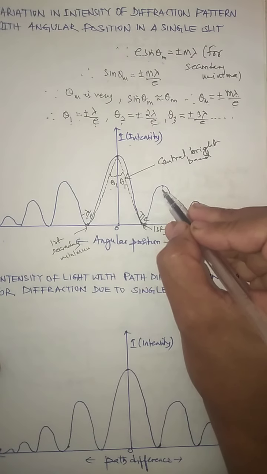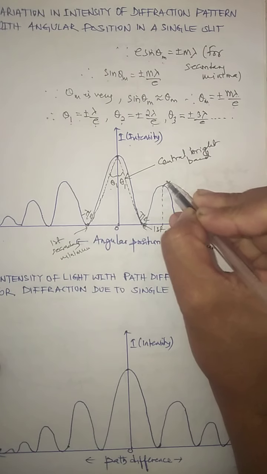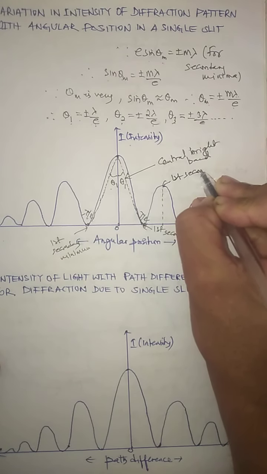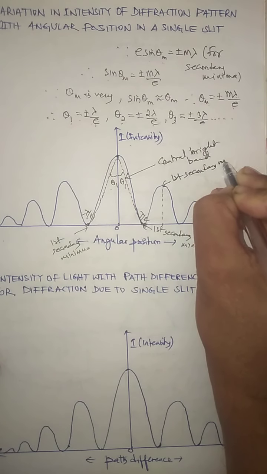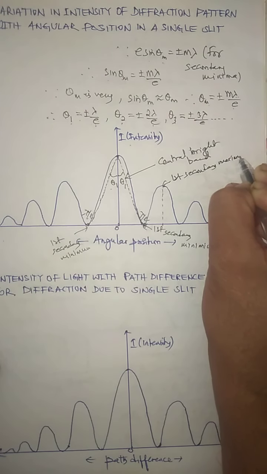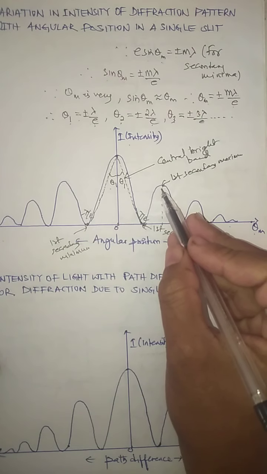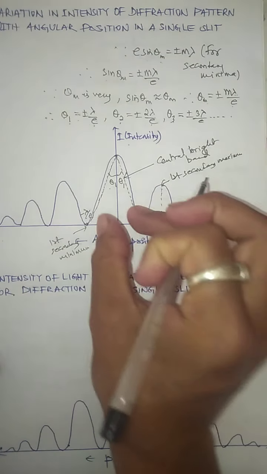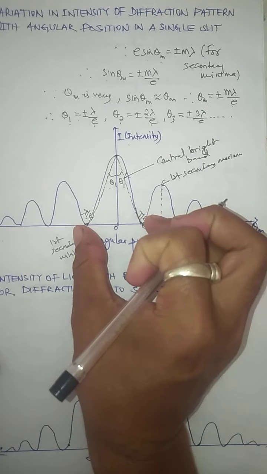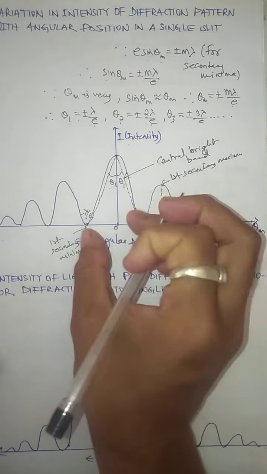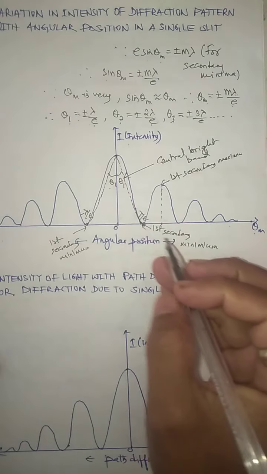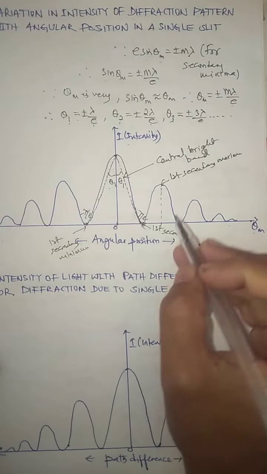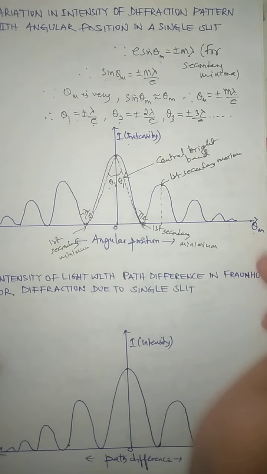Then we have this one, which is the first secondary maximum. This first secondary maximum has intensity less than the central maximum, and its width also decreases. See, the central maximum has a broader width. When you move from the central maximum to the secondary maxima, their width simply decreases. So the intensity decreases and the width also decreases.